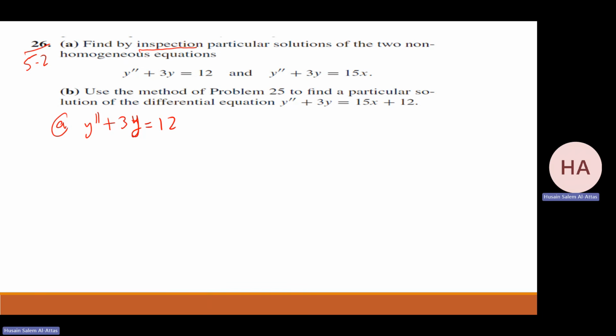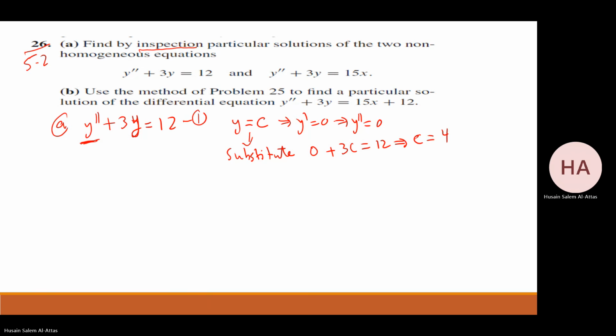It's very clear to me that if I apply a constant, y equals c, then y prime will be 0 and y double prime will be 0. So substituting into the equation, let me call it 1, I have 0 plus 3c equals 12. So c equals 4. So that will be my solution.